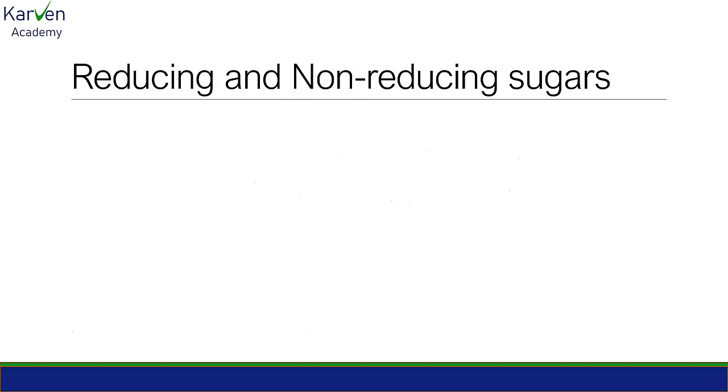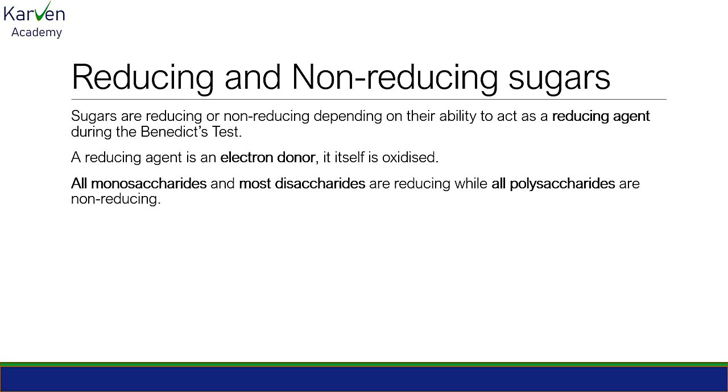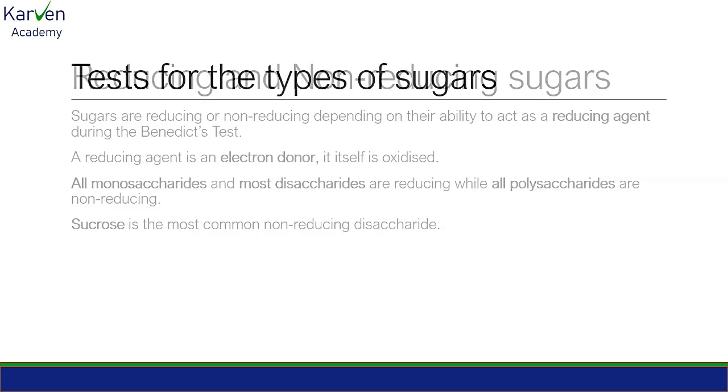So there are two types of sugars depending on their reducing abilities. They're called reducing and non-reducing sugars respectively. And reducing agents are electron donors. They themselves are oxidized. All monosaccharides and most disaccharides are reducing, while all polysaccharides are non-reducing. And sucrose is the most common non-reducing disaccharide.